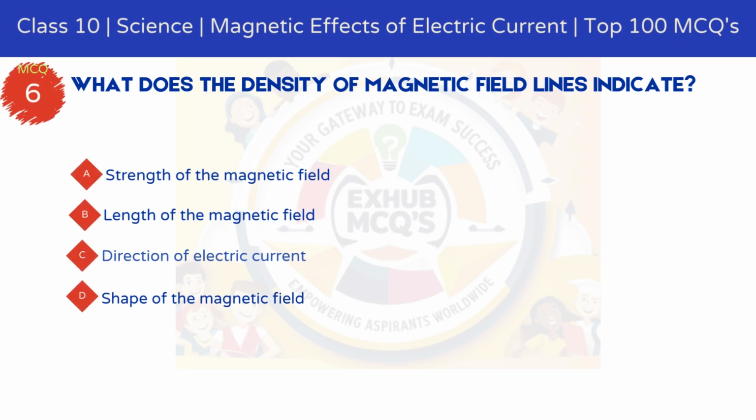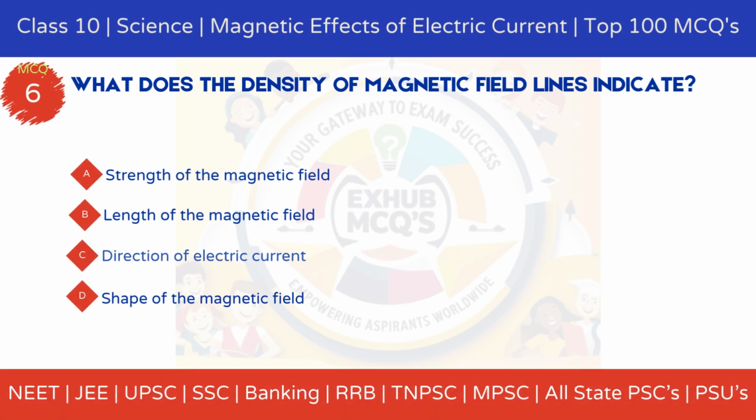MCQ 6. What does the density of magnetic field lines indicate? Option A. Strength of the magnetic field. Option B. Length of the magnetic field. Option C. Direction of electric current. Option D. Shape of the magnetic field.